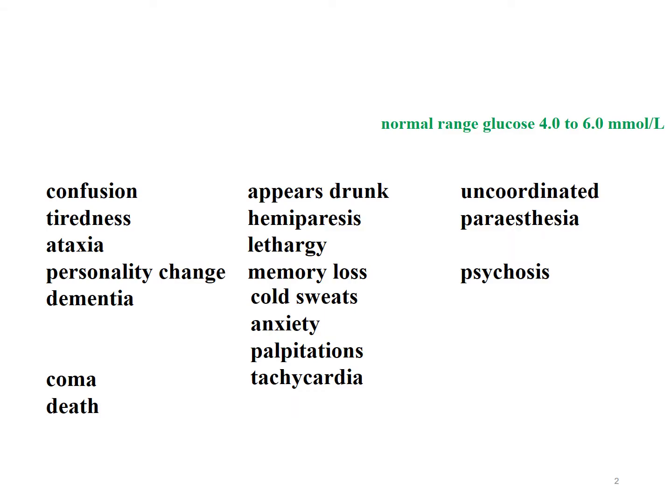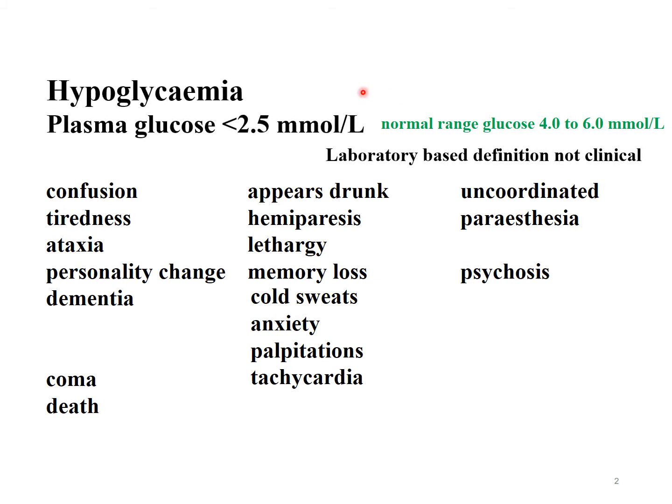According to laboratory standard, our blood sugar level should be around 4 to 6 millimole per liter during fasting. But when you have a blood sugar level lower than 2.5, then you have a condition called hypoglycemia, which means the lack of glucose in your bloodstream.